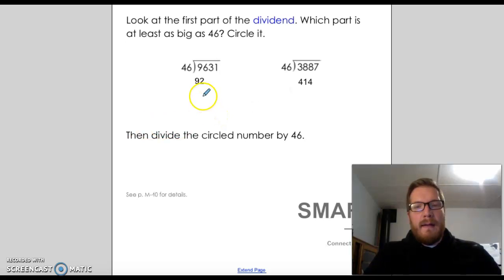All right. It says to look at the first part of the dividend, which part is at least as big as 46, and then circle it. So in this case, 96 is at least as big as 46, and then here 388 is at least as big. We have the numbers. It says to divide the circled number by 46. So I have 46 going into 96 twice, which gives us 92.